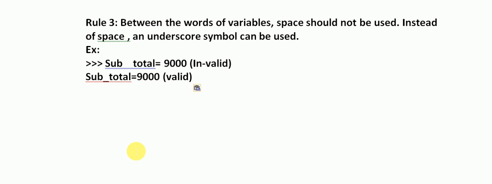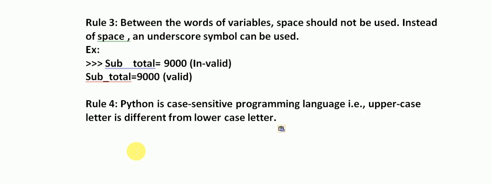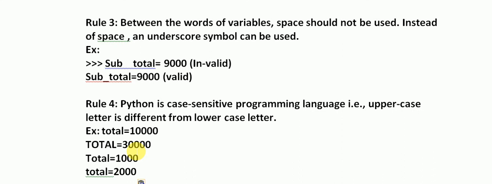Rule number 4. What is rule number 4? Python is a case sensitive programming language, that is, an uppercase letter is different from a lowercase letter. Let's take an example. Here total is equals to 10,000, completely in small letters.